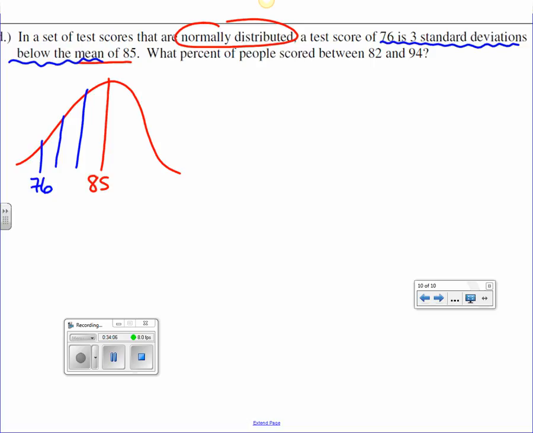76, okay? Now, some of y'all can do this in your head, but please don't shout out. Let me help people who don't do it in their head. I need to figure out what this gap is. What could I do with these 2 numbers to figure out the gap? Subtract them. 85 minus 76. 9. So from here to here is 9. And then how many rectangles do I have? Divide it into 3 rectangles. Gives you 3. So 3 is my standard deviation.